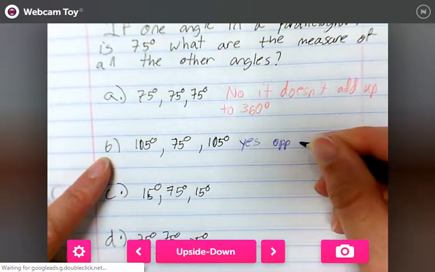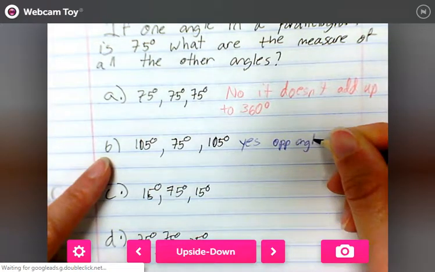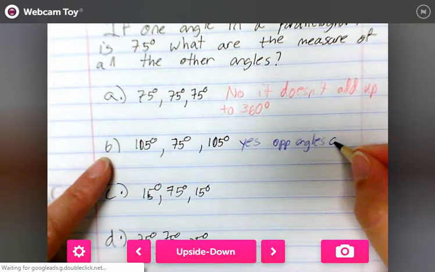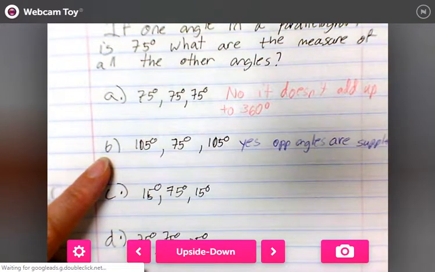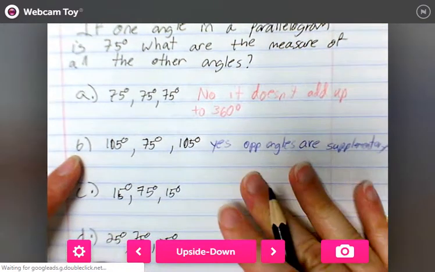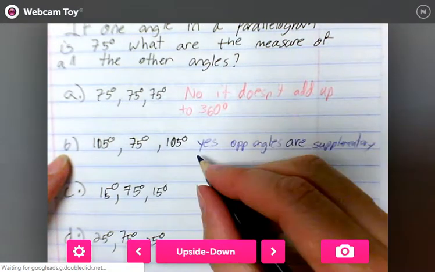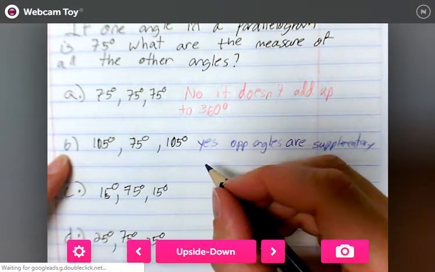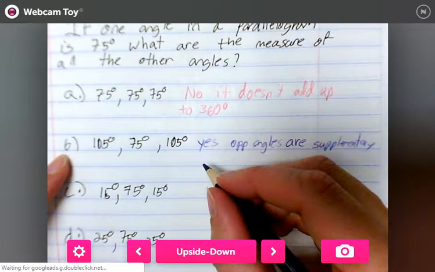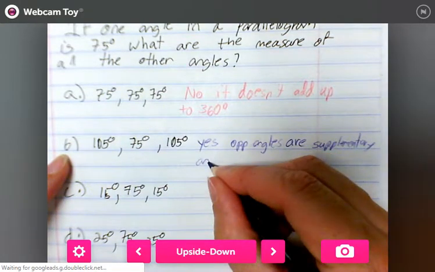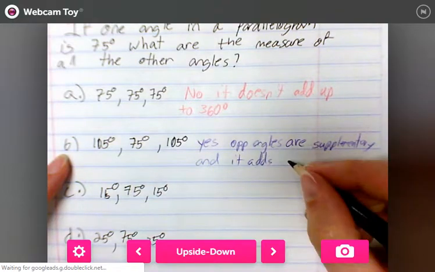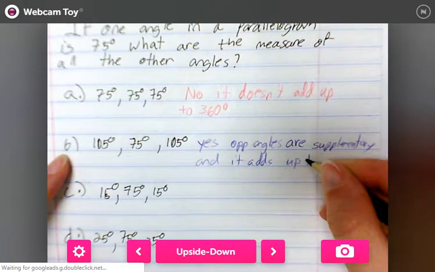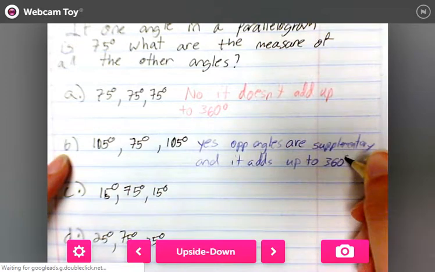Opposite angles are supplementary. Opposite angles are supplementary. And it adds up to 360 degrees. Okay?